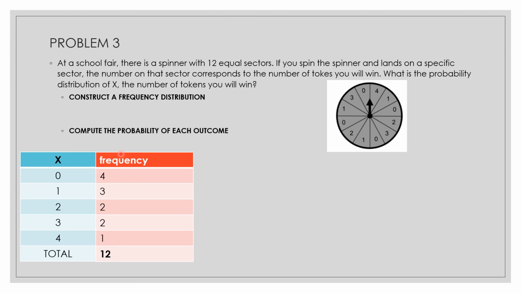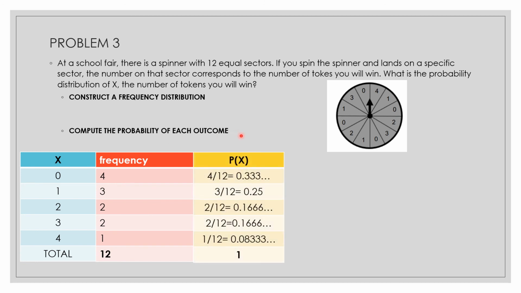Compute the probability of each outcome. So the same step, we divide the frequency and the total frequencies. So for P of 0, or that is probability of getting a 0, that is 4, its corresponding frequency divided by the total, which is 12. So 4 over 12 is 0.333 and so on.